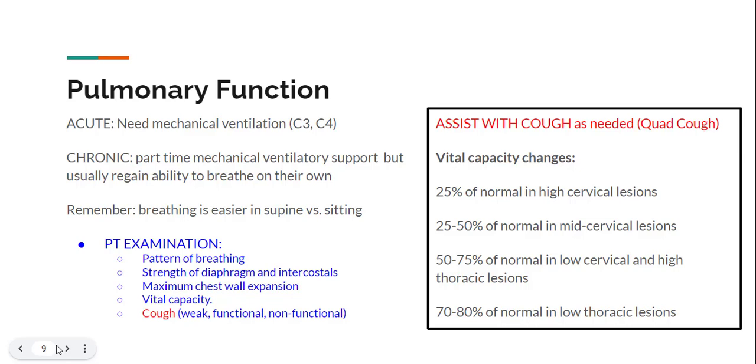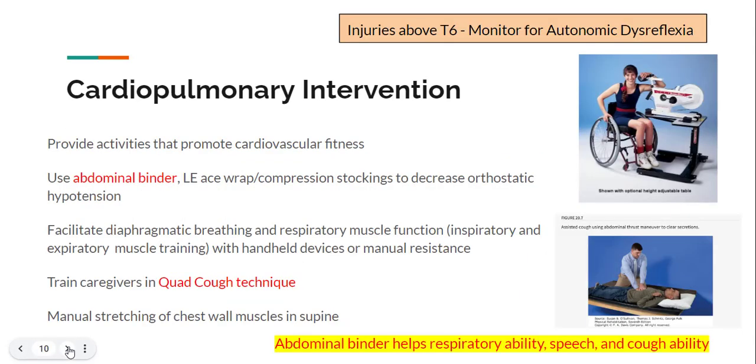Thinking about the vital capacity, we expect different vital capacity depending on the lesion, the level of the lesion, and you can see that in the box on the right. So for cardiopulmonary interventions, again, we're going to be promoting cardiovascular fitness, probably going to use any abdominal binders or ACE wraps to help decrease that orthostatic hypotension while they're exercising. We're going to facilitate diaphragmatic breathing and that respiratory muscle function, right? So we're really focused on helping them, especially depending on their level, improve the inspiratory and expiratory muscles.